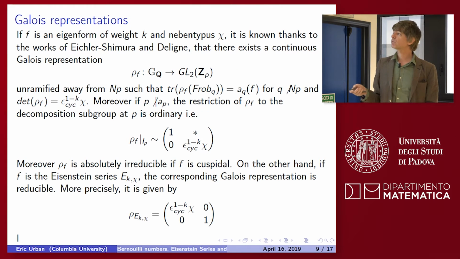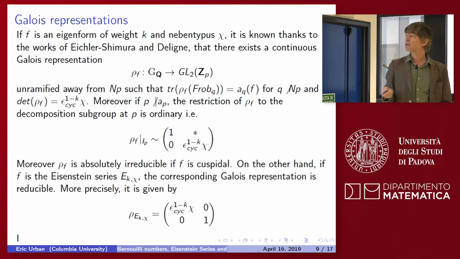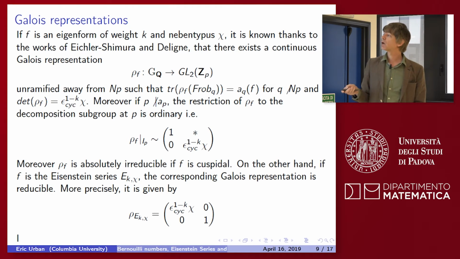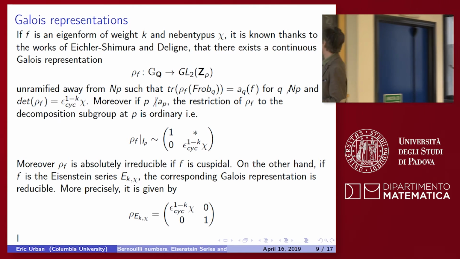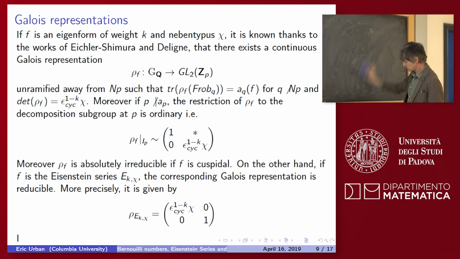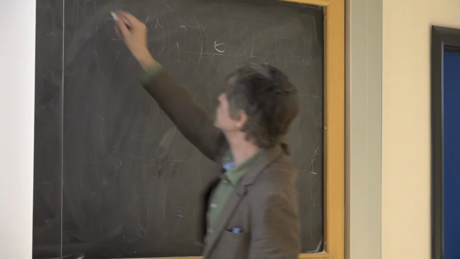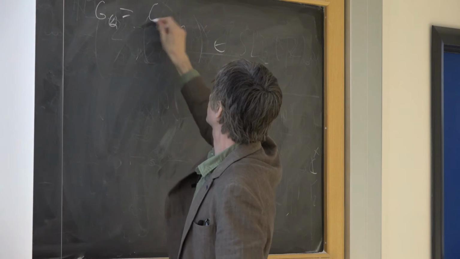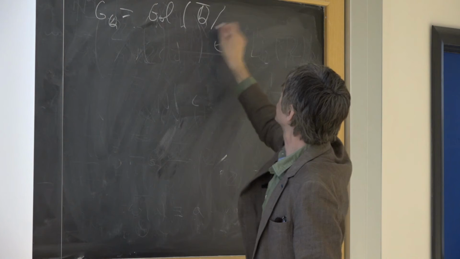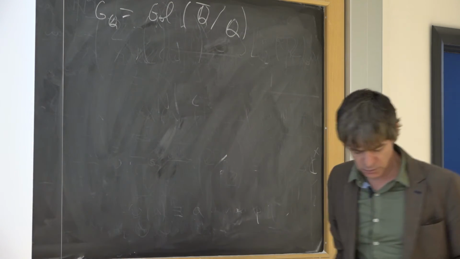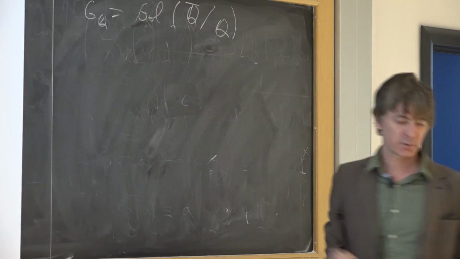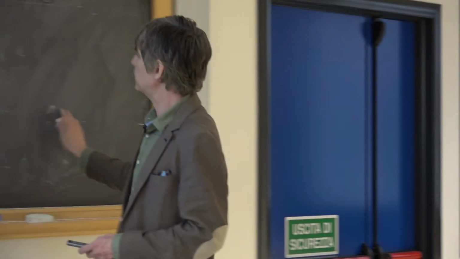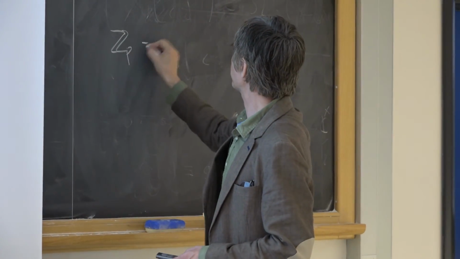So if f is an eigenform of weight k and nebentype chi, then it's known thanks to the work of Eichler, Shimura, and Deligne that one can attach a Galois representation taking values in GL2(Zp). So what is Zp? First, G_Q is just the Galois group of Q bar over Q. So this is a profinite group, the group of automorphisms of Q bar. And now Zp is the ring of p-adic integers.